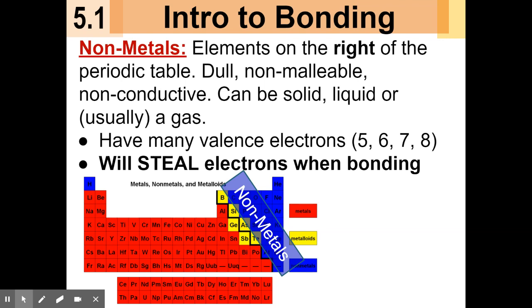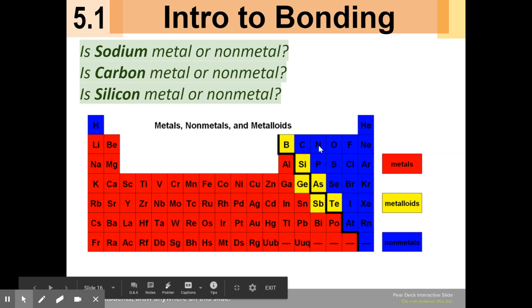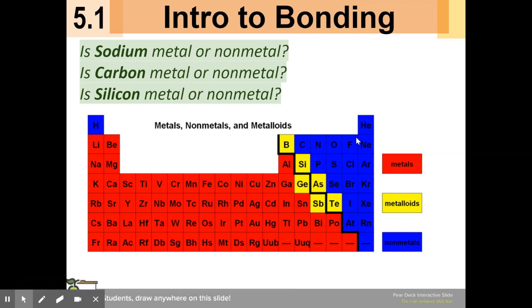Now, here's a little thing real quick. Let's identify these elements as metals or nonmetals. Sodium. Is sodium a metal or nonmetal? Well, sodium is Na, so it is a metal. Is carbon a metal or a nonmetal? Carbon is element C. Carbon is a nonmetal. In fact, most of the elements that are used to make complex molecules, like the ones that make up DNA, the elements of life, they are all nonmetals.